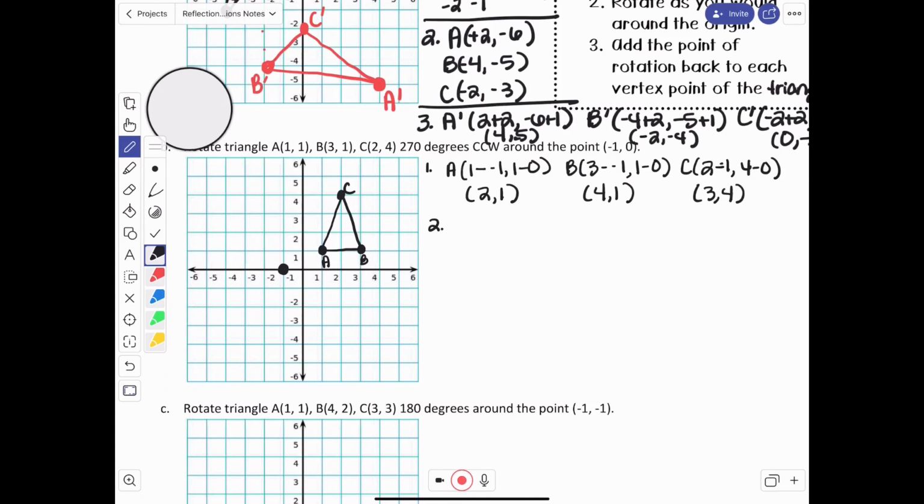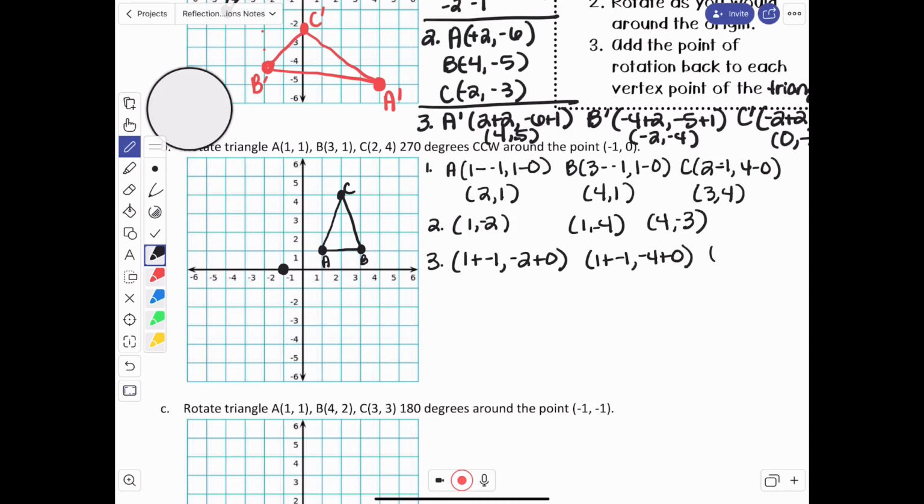Step 2 is we will rotate. So 270 degrees counterclockwise means that we flip them and we'll make the X part negative. So if we flip, we do 1, 2, and that one's negative. We do 1, 4, make that one negative, and 4, 3, and that one becomes negative. And then step 3, we add back. So we're going to do 1 plus negative 1, negative 2 plus 0. That's for point A.